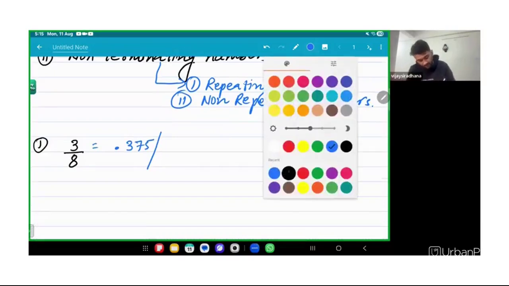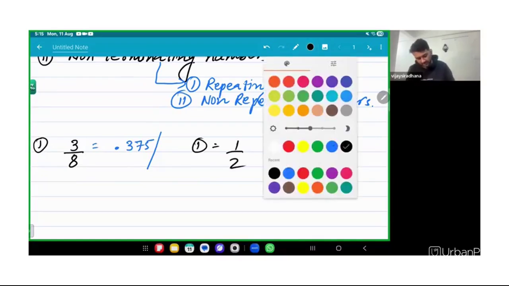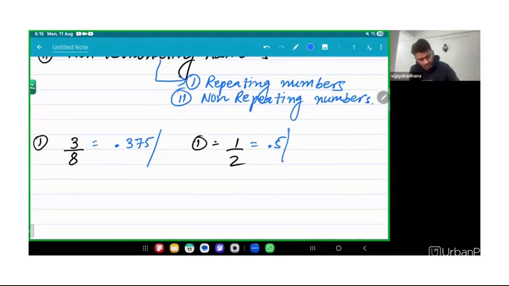One more example: what's the value of 1 by 2? You will answer 0.5. After 0.5, you cannot put anything else, because it got terminated after 5. One other question: what is the value of 1 by 10? You will write 0.1, and after that it got terminated. So these numbers get terminated after some point, isn't it? They are getting terminated.